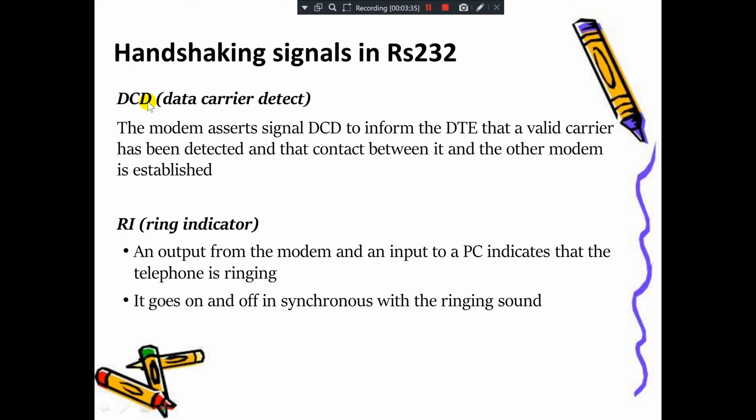Next, DCD. The modem asserts the signal DCD to inform the DTE that a valid carrier has been detected and that contact between it and the other modem is established. RI is ring indicator, an output of the modem and an input to the PC indicating that the telephone is ringing. It goes on and off in synchrony with the ringing sound, just like your telephone.